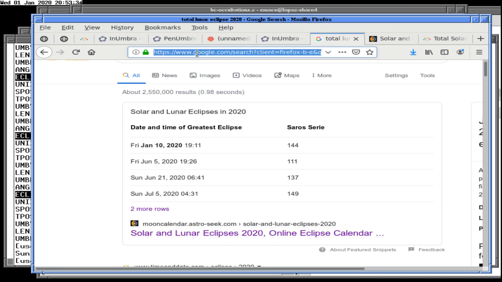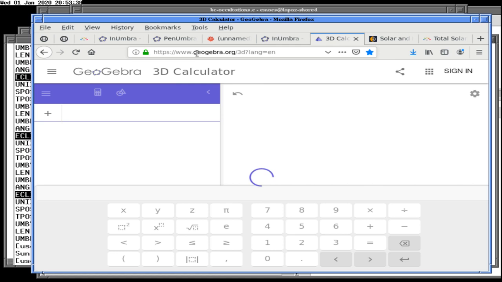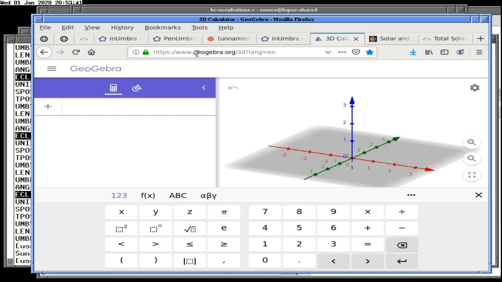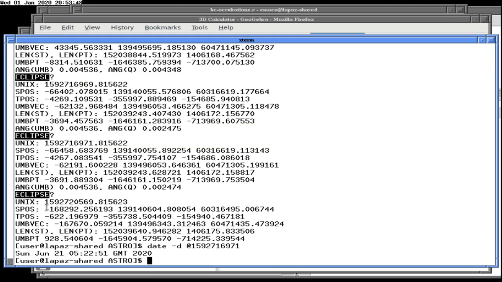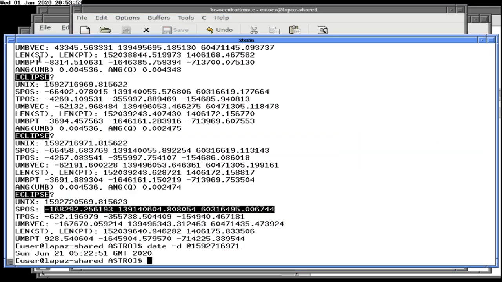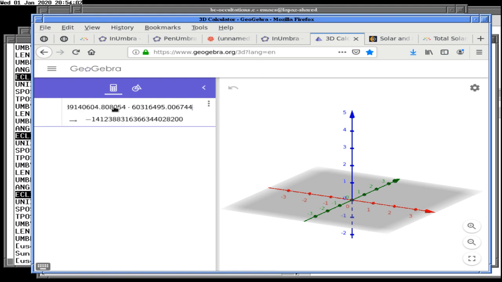GeoGebra, we're going to use the 3D platform. And... Really? See, I don't think this is going to work. This is a three-dimensional point, certainly. I wonder if there's a way to add... Oh, this is just not going to work, is the problem. Unless it does. In that case, it will work. That's a tautology.